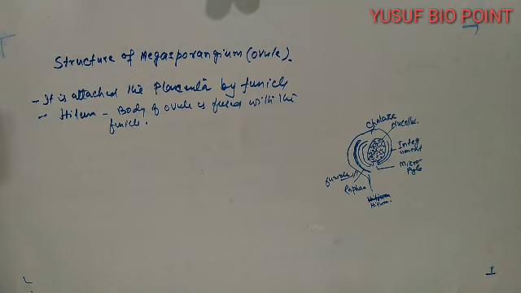Now next one is integument. It is generally found in one or two in number. And integument protects the ovule. It is generally one or two in number.